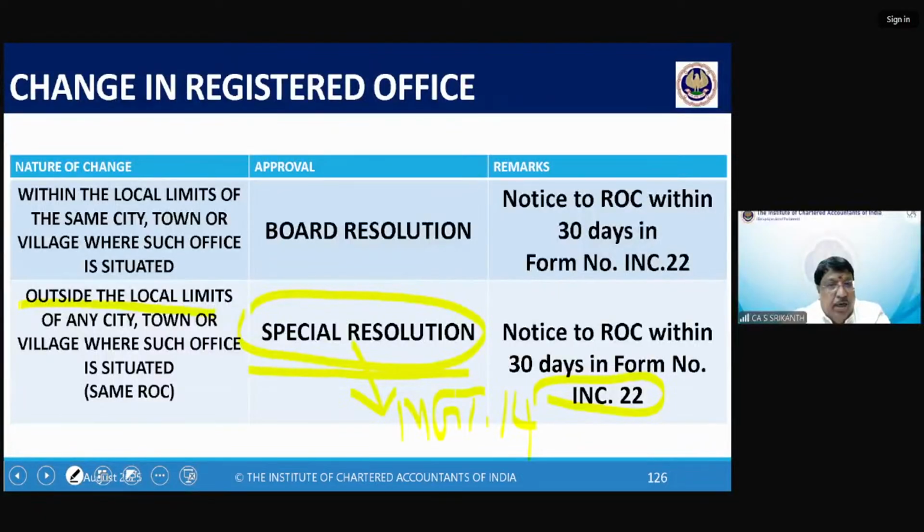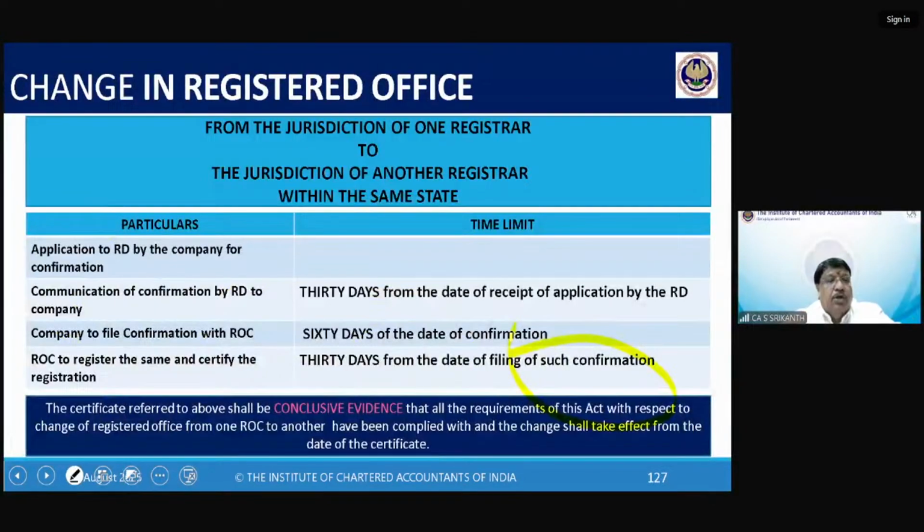Cumulative. Got it? You have to hold a board meeting, call a general meeting, pass a special resolution, file INC 22, and then you have to make an application to the regional director. In that application, you have to enclose the special resolution also, MGT 14, everything. Like I showed you now for change of name application, same way you have to do. And there is no form, just an application. And you go to the regional director, who will be sitting in Mumbai, Western region.